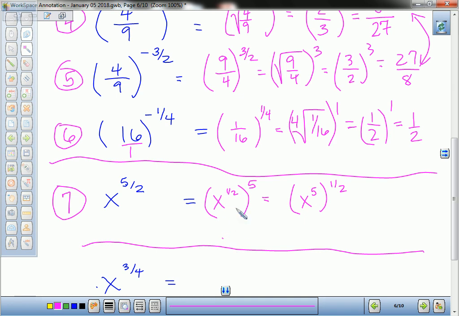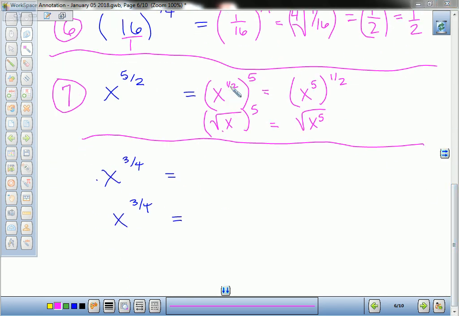Now, this one, when I write it in radical form, becomes the square root of x to the 5th. So that must also be equivalent to the square root of x to the 5th. So whether we raise to the power inside or outside, it has the same value. Okay, so these are just equivalent forms. This is written as a product of powers. This is written in radical form.